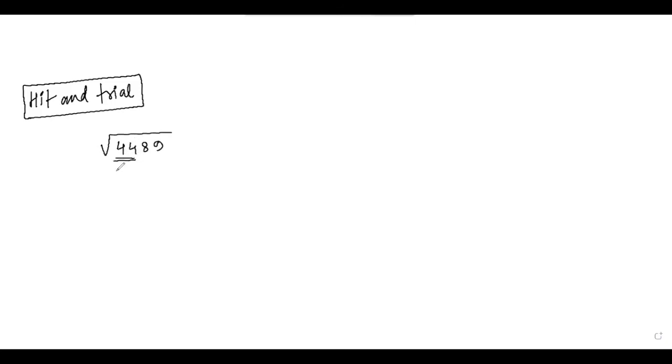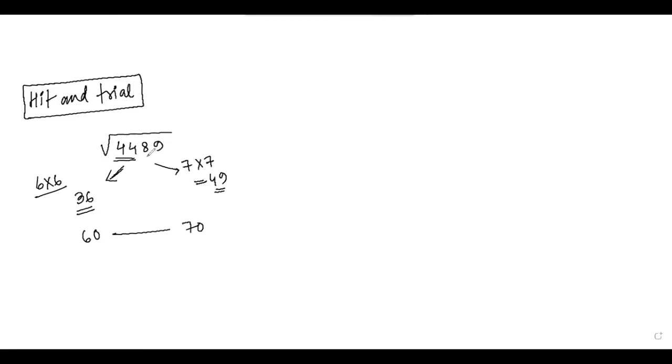Okay, so how we go about this is that look at these first two digits. It is 44. Okay, so we know that 6 into 6 is 36, and 7 into 7 is 49. Okay, so this 44 falls between 36 and 49. So the square root of this 4489 must be between 60 and 70.